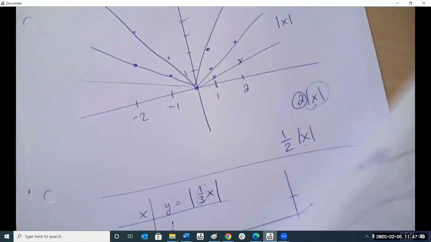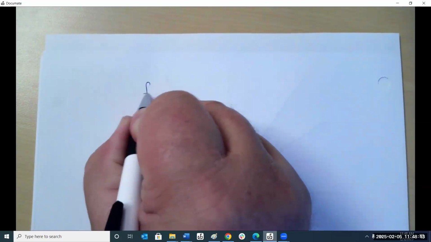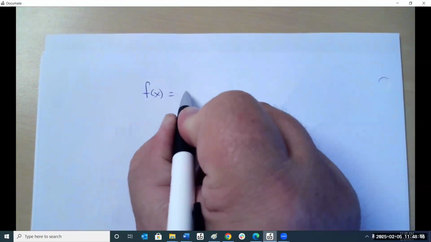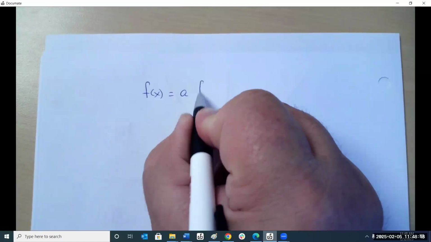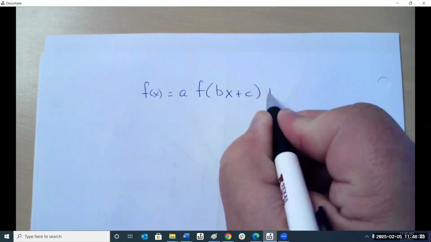Let me write these steps down. Actually, you have them all here. You have them all there, what happens, and the other sheet I gave you all. So we have our function A f of bx plus c plus d.